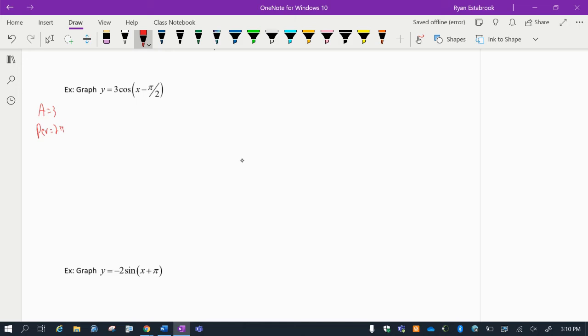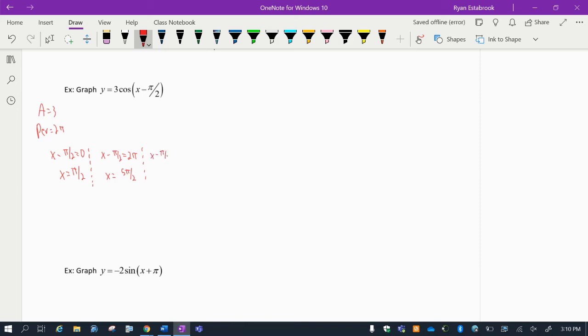What I'm going to say is that x minus pi over 2 equals 0. Solve that, and I get x equals pi over 2. So this is where the first period begins. Then I'm going to set x minus pi over 2 equal to 2 pi, because that's normally where a cosine first period would end for the parent function. If you add pi over 2 to both sides, we get x equals 5 pi over 2. So this is where the first period ends and the second period begins.